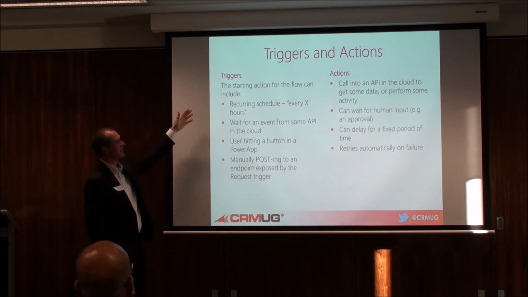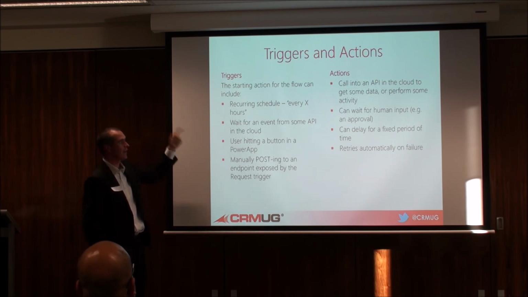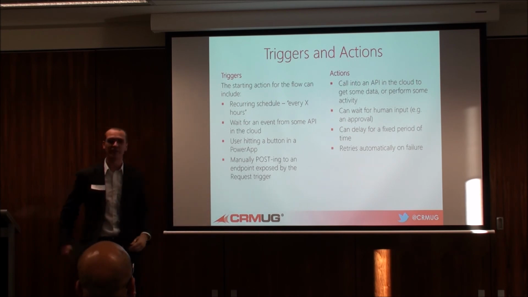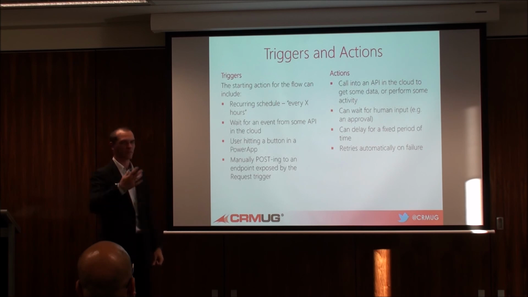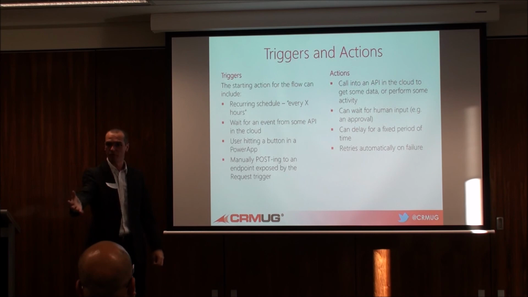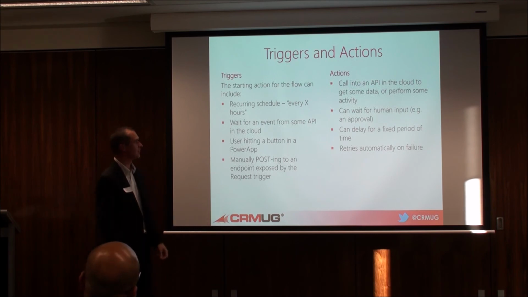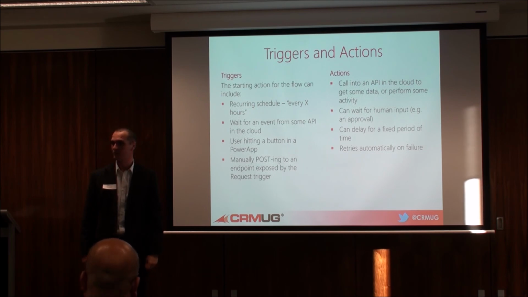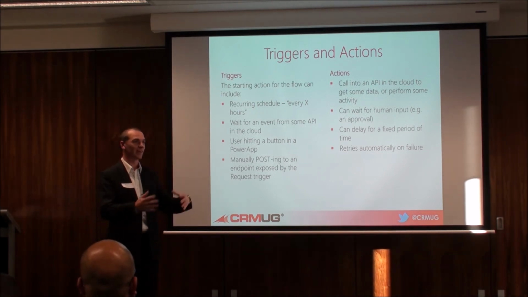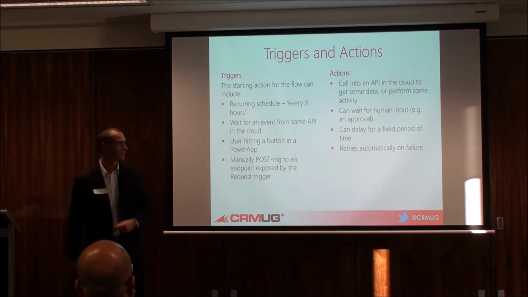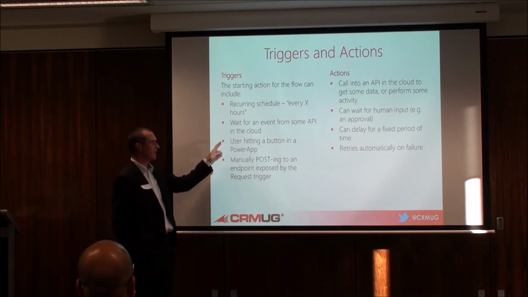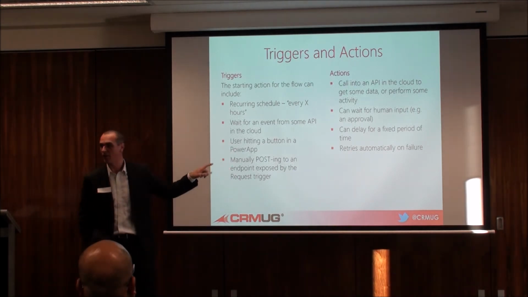basically from the trigger perspective, we've got a starting action of the flow that can occur every X hours. So we could say every hour, or every 2 hours, every 12 hours, every 24 hours, for example, go and do this thing, which is go off and check something and then perform an action. It could be wait for some sort of event from an API that's in the cloud. So that is, for example, whenever there is a file dropped in Dropbox.